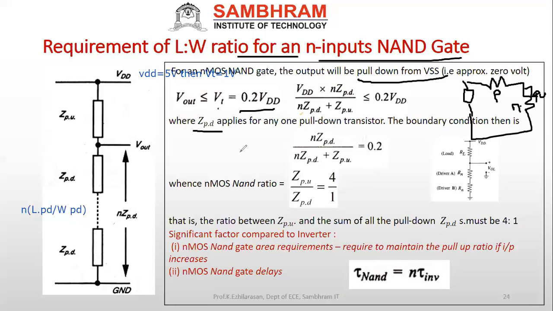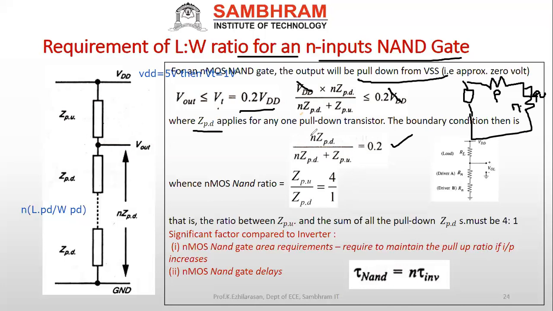How will it be? For example, if you equate these two equations, VDD times nZPD divided by nZPD plus ZPU equal to 0.2 VDD, this VDD and this VDD will get cancelled. Then what will happen? nZPD by nZPD plus ZPU is equal to 0.2. So this is the expression, the boundary condition. For the NMOS NAND, the ratio is nothing but ZPU by ZPD is equal to 4 by 1.